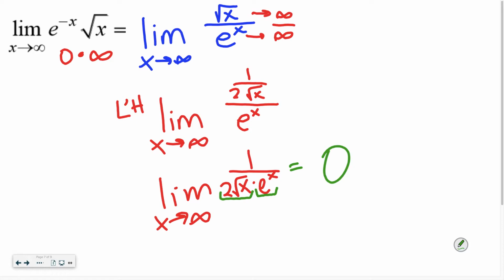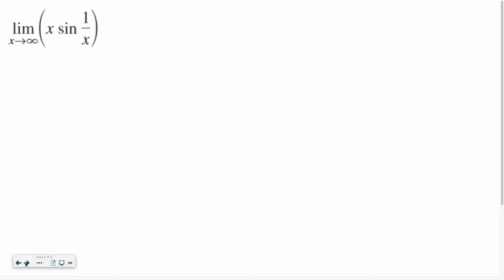I promise my next example will not be a limit. Questions before we go to our last example? Haley, do you have a question? Are you sure? Then we will do our last example as a class. This one's really confusing for me.